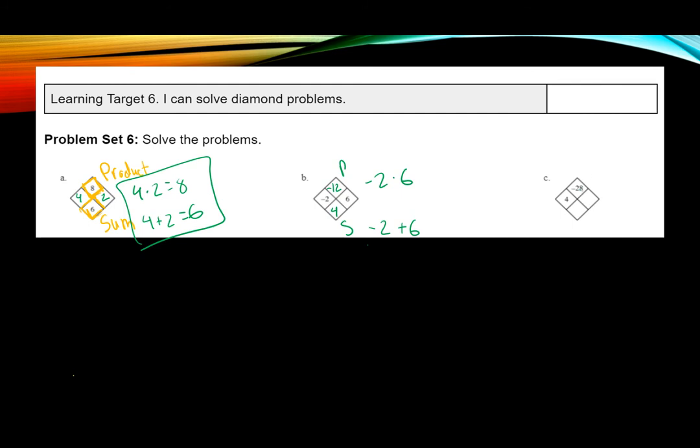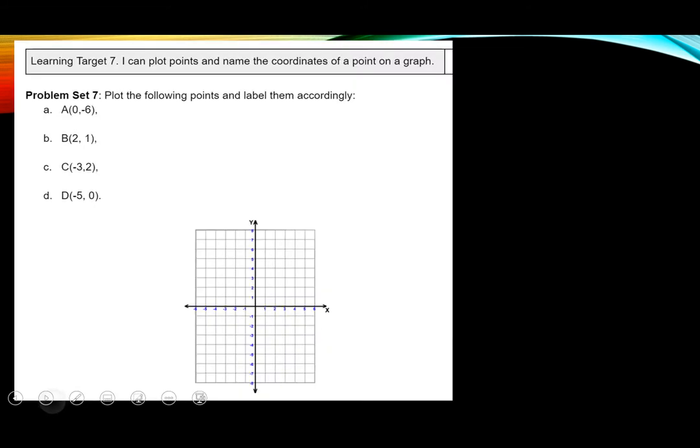And then here we have 4 times what gives me -28. Well, I'm going to need a negative number, and it's going to be -7. And then 4 plus -7, otherwise known as 4 minus 7, will give me -3. Awesome sauce. Next, we have plotting the points.